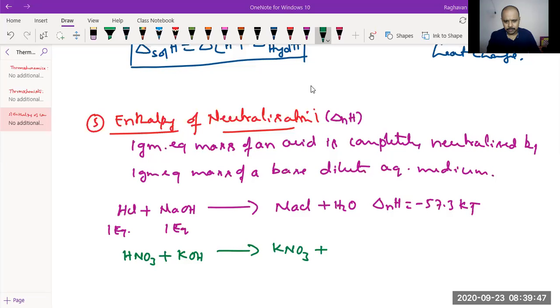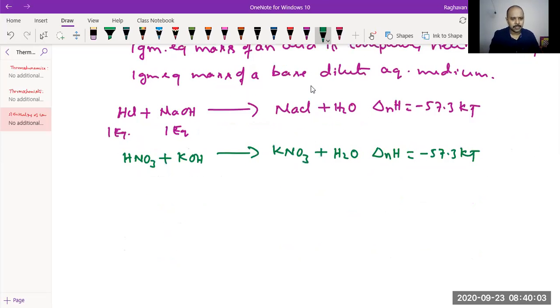Potassium nitrate and water. So enthalpy of neutralization, in this particular case also, heat liberated is 57.3 kilojoules. Let me change the combination and see if it is the same.